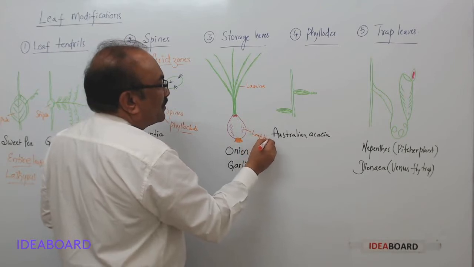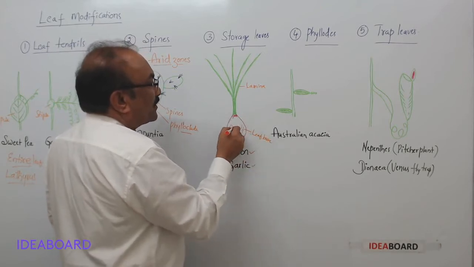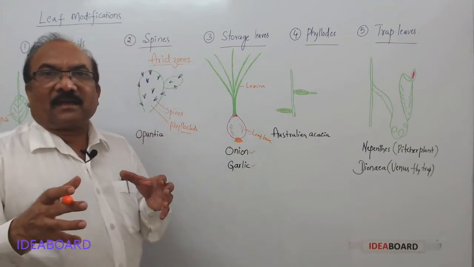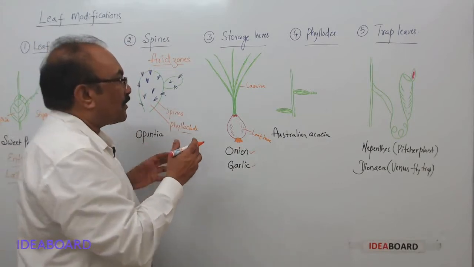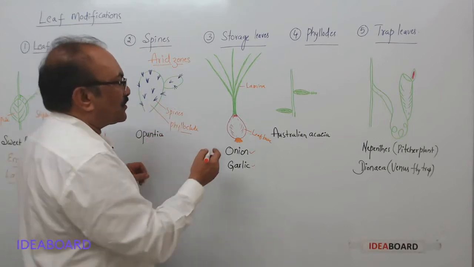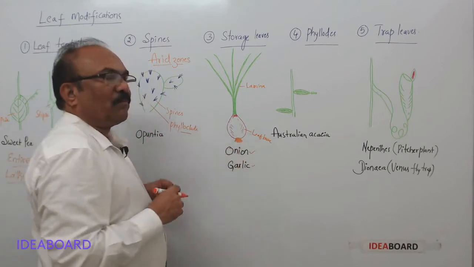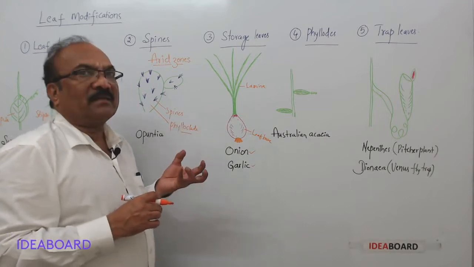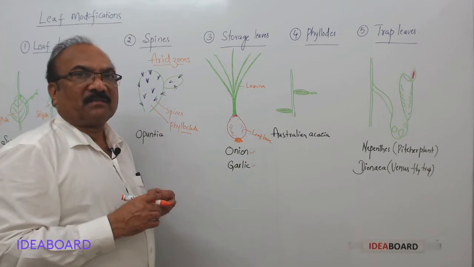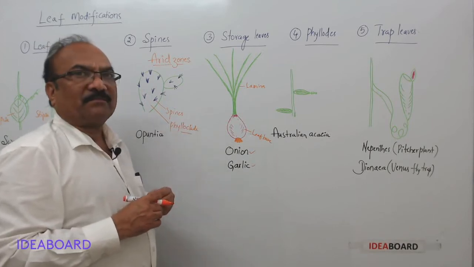So in onion, the food is stored in the leaf bases, and as they are arranged concentrically, they appear in the form of a bulb-like structure. That's why we call this an onion bulb. So in onion bulb, what we are eating are the fleshy leaf bases that are storing the food materials.